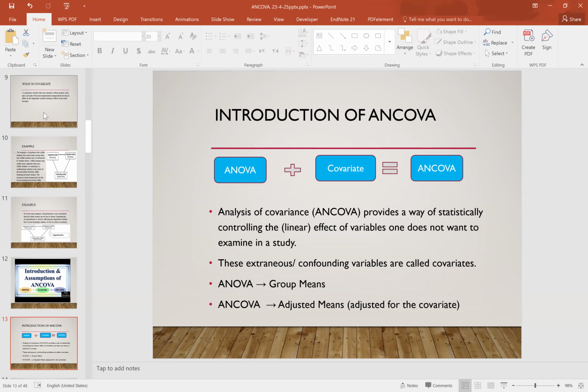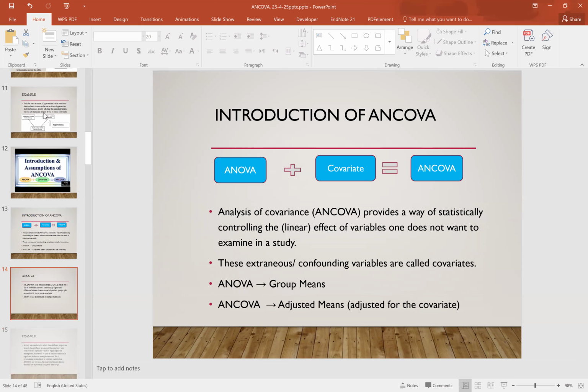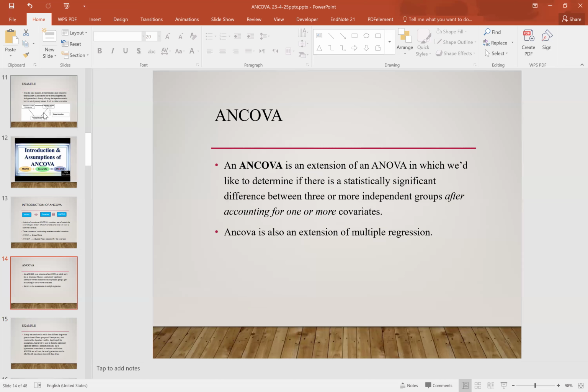ANOVA means we compare the mean values of different groups. But in ANCOVA, we adjust the mean value of different groups and then compare the values. An ANCOVA is an extension of an ANOVA in which we would like to determine if there is a statistically significant difference between three or more independent groups after accounting for one or more covariates.